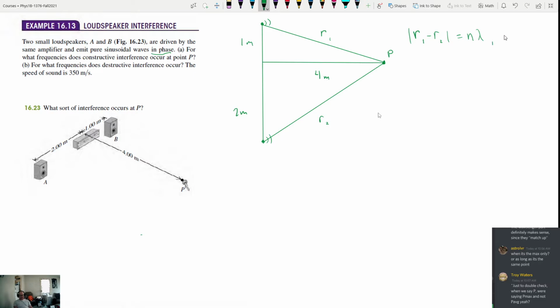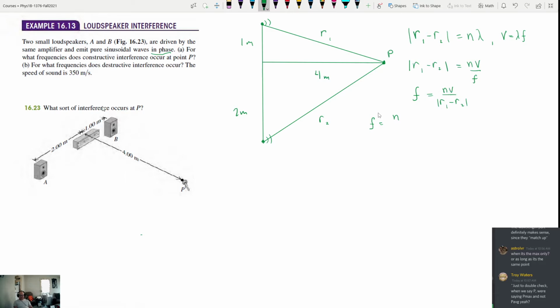but really what we want is frequency, and we know that v is equal to lambda times f. So we can replace lambda here with v over f, and write this as R1 minus R2 equal to nv divided by the frequency. We can then solve for frequency, and then figure out what frequencies we're going to get constructive interference for. So n, oh, we don't know what n is. That's going to be part of our answer.